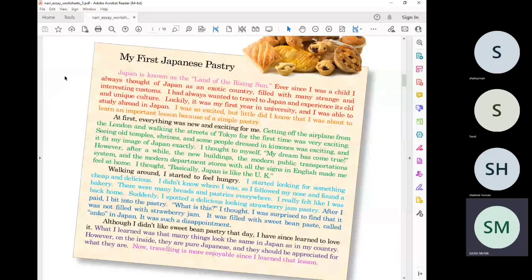Ever since I was a child, I always thought of Japan as an exotic country filled with many strange and interesting customs. I had always wanted to travel to Japan and experience its old and unique culture. Luckily, it was my first year in university and I was able to study abroad in Japan. I was so excited, but little did I know that I was about to learn an important lesson because of a simple pastry.